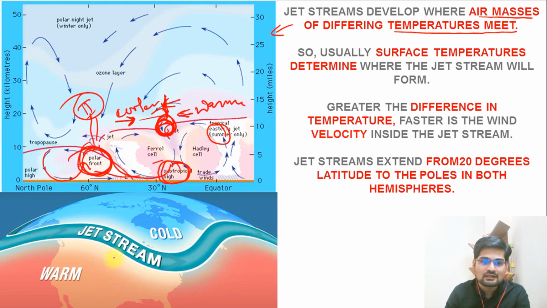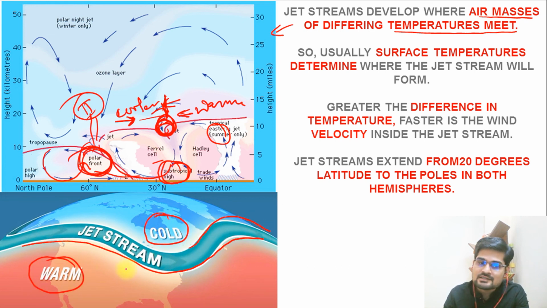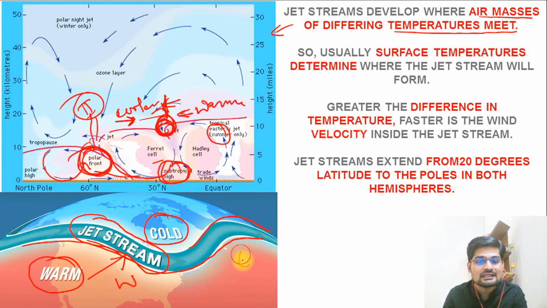Why? Because look here, this is the condition, the stream, as I said, right? The meander that is created. Remember, this is the polar region which is cold, and the other regions, that is subtropical and tropical region, are warmer. So when they meet, in between they form this layer of fast wind which is blowing from west to east generally. So this is called a jet stream. Usually the surface temperatures determine whether the jet stream will form or not. So that is important to remember.